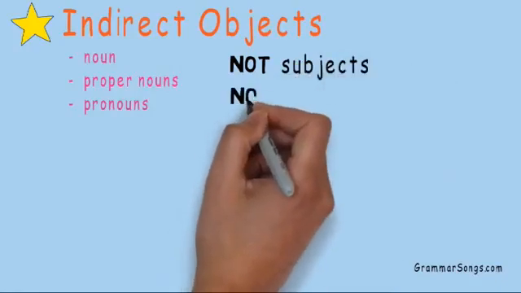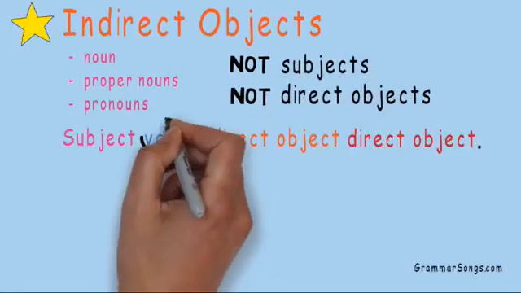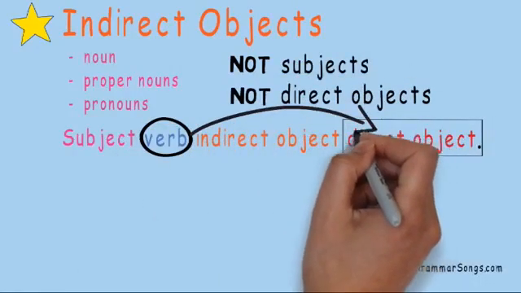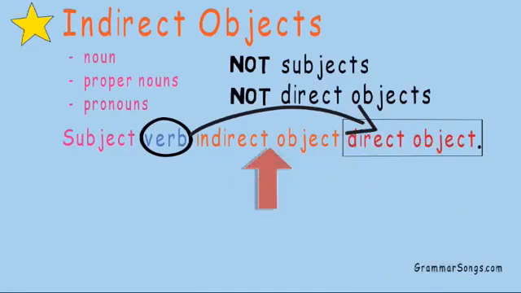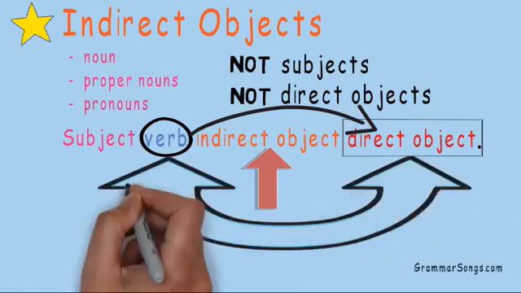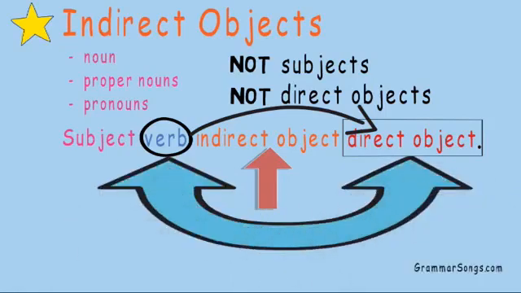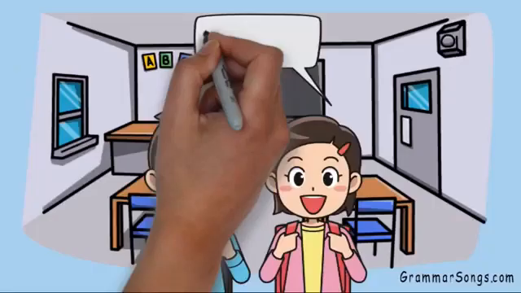So remember, indirect objects are nouns, proper nouns, or pronouns that are not the subjects or direct objects of sentences. They are affected by the verb, but not directly. And when a sentence has an indirect object, and not many sentences do, you can always find it in between the verb and the direct object.